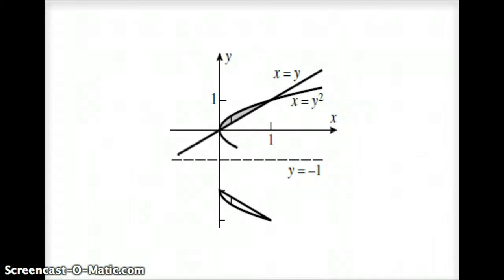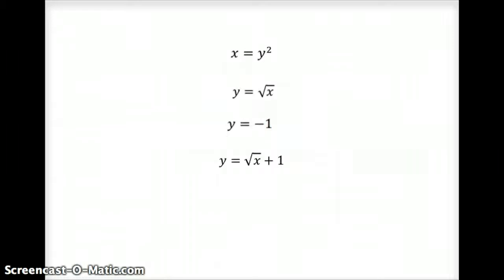For this problem, you can do it with respect to y or with respect to x. I prefer to do it with respect to x, so we're going to have to make it so that it is with respect to x. So all the equations have to be y equals something, not x equals something. This is the first equation, x equals y squared, and we're trying to make it y equals. So I square root it, so that y equals square root of x.